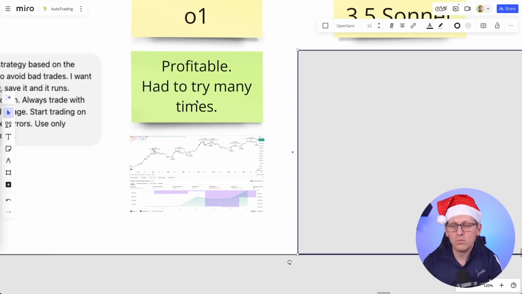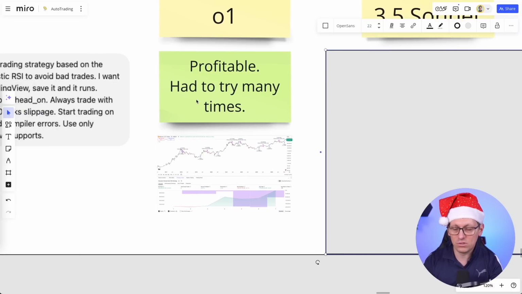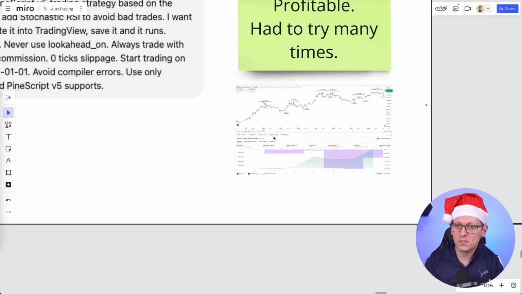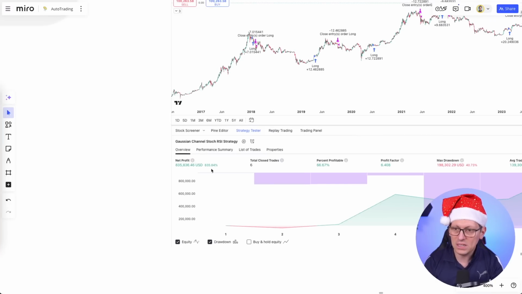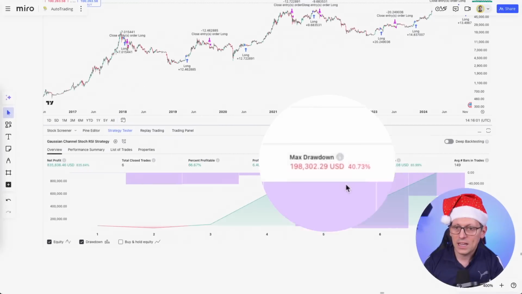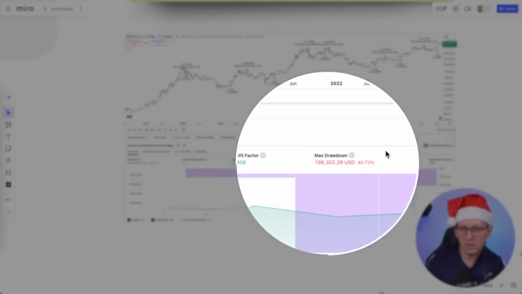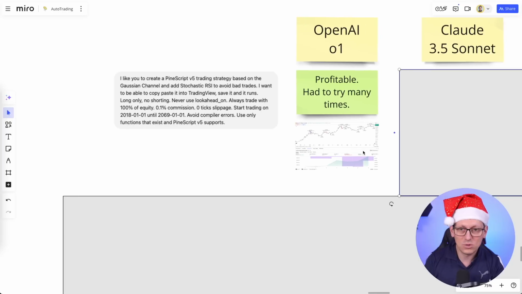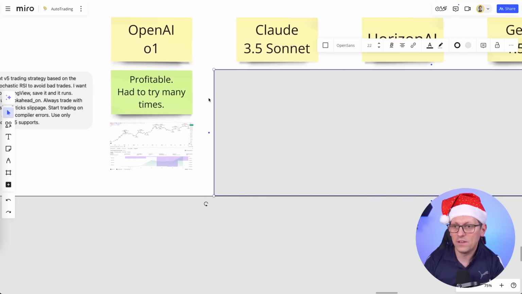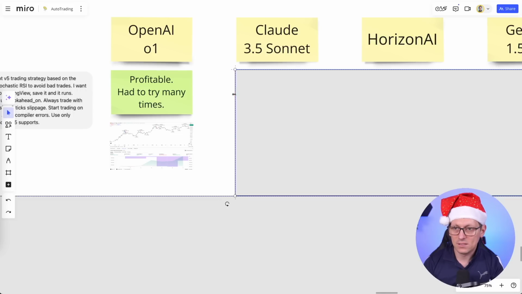And so I had to do many tries, yes, because it's a way harder problem and I cannot just take the first result, especially because most of the results were not profitable. So this is the first profitable result that it gave me. And it came up with something that has 835% profit and 40.7% drawdown. I mean, fine, whatever. I just tried to see if it can even do anything, right? So yes, it managed to do that. Let's see what Claude 3.5 Sonnet was able to achieve in this category.